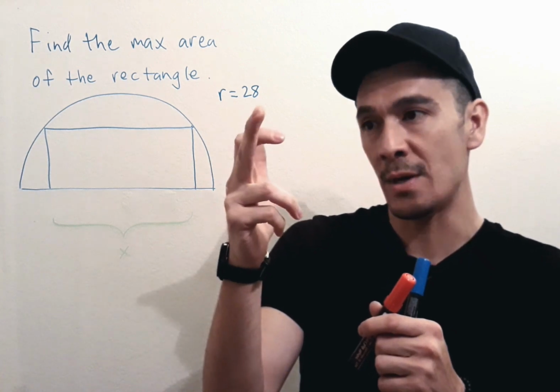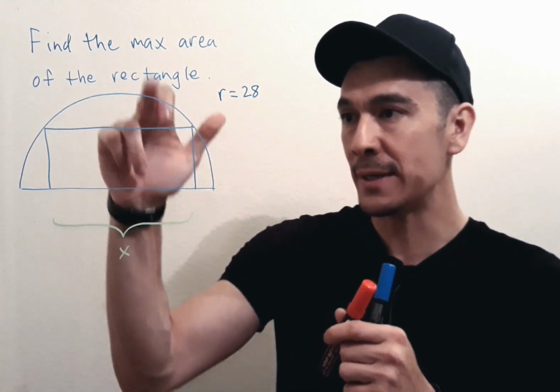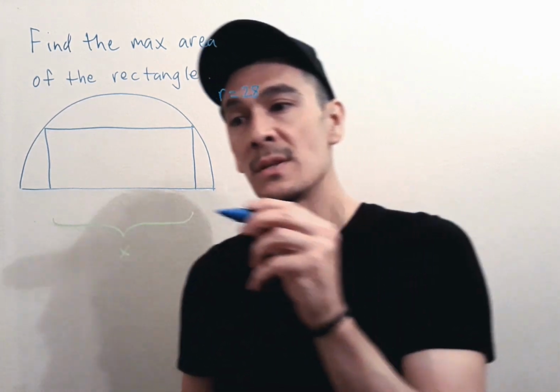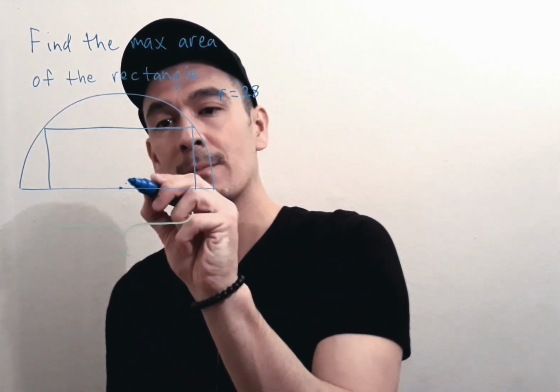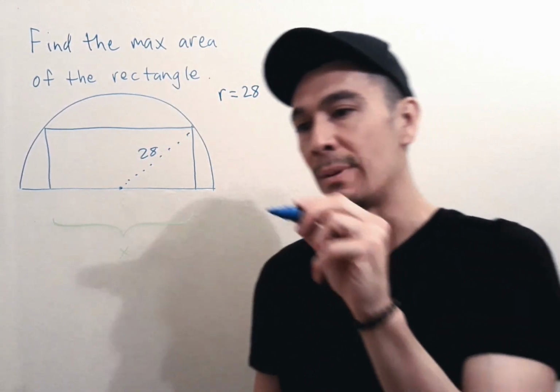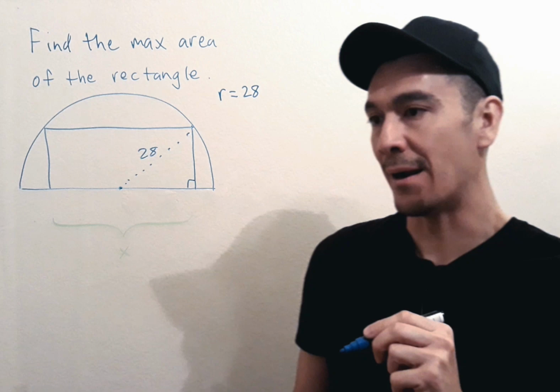A radius is 28. There are many radii that we can draw in this semicircle, but the one that best serves our purposes is this one here. That is the one that we want to play with. Right angle there, it's a rectangle.